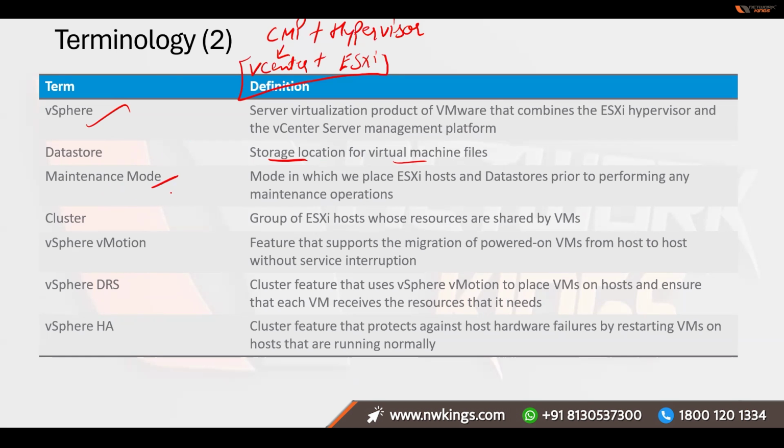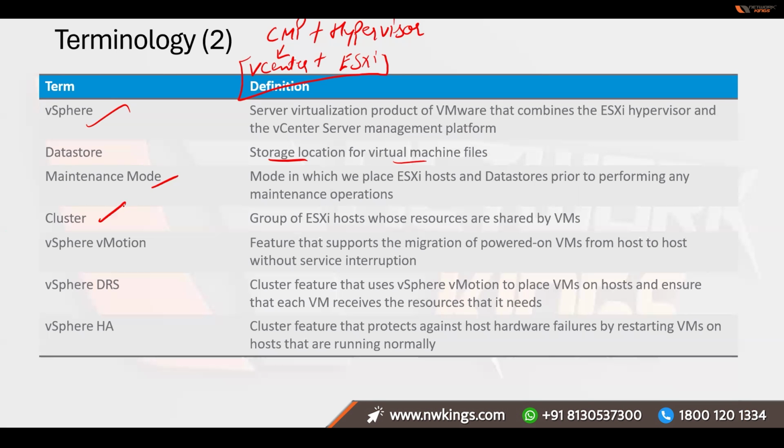Then maintenance mode. Whenever you have to put your host into shutdown mode, before putting it into direct shutdown mode, you put it into maintenance mode. Before doing that, you have to perform some maintenance operations so that your entire data can be in a safer mode. That is the maintenance mode. And once you power it on to restart it again, you have to exit it from the maintenance mode.